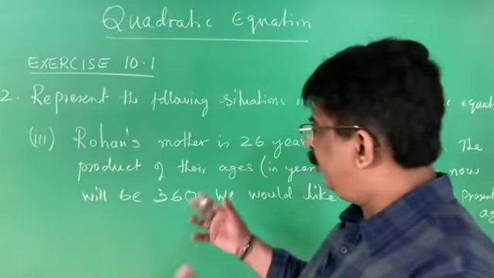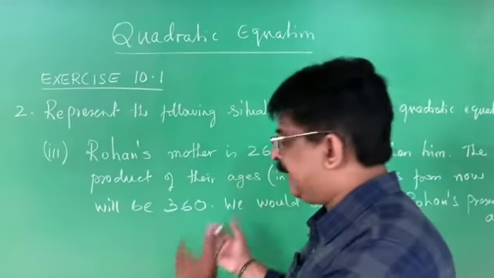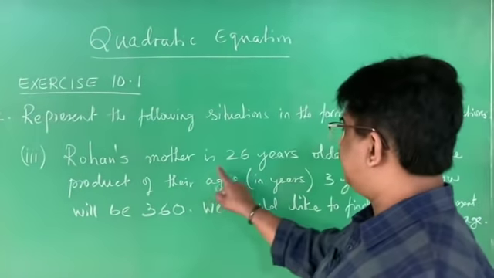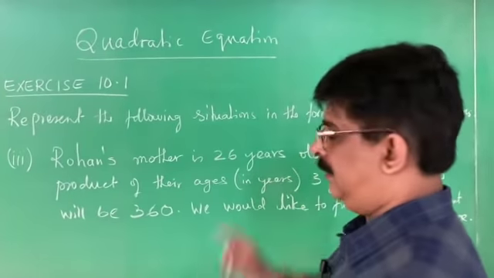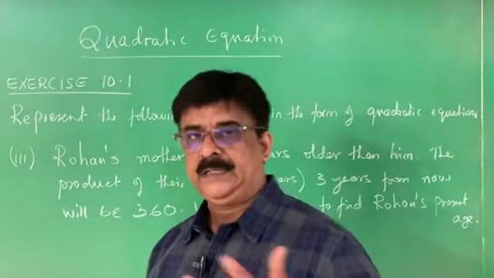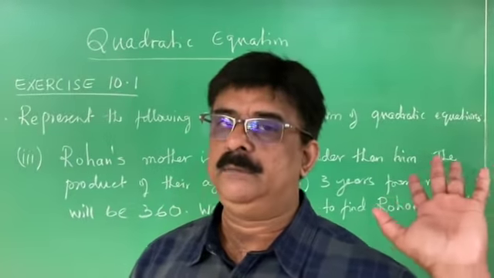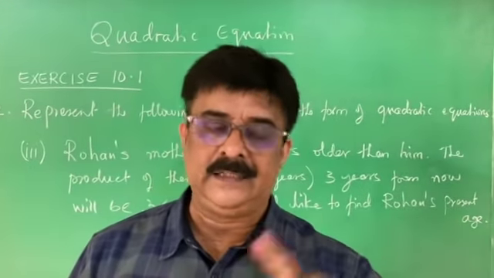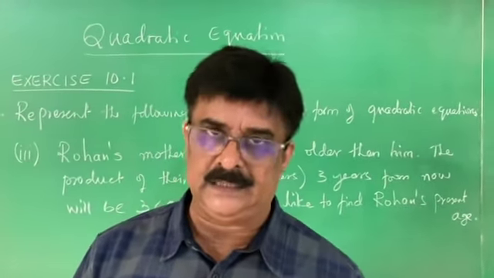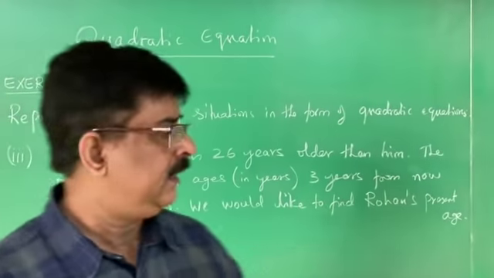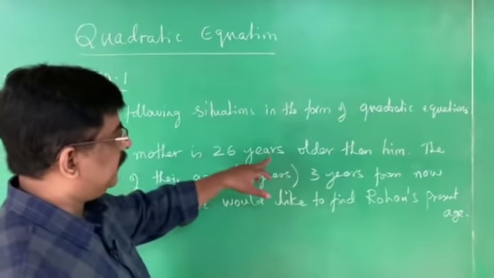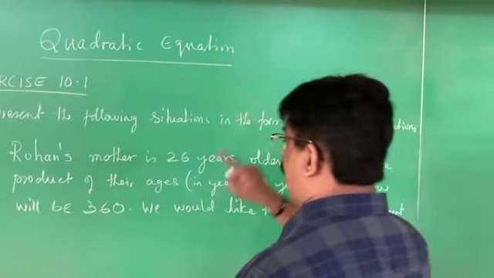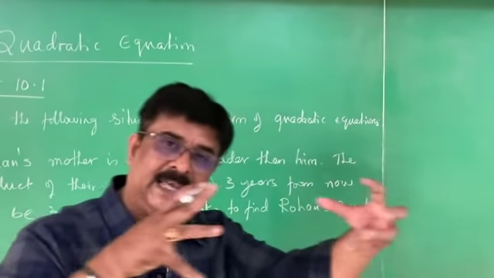You can also do this type of problem with your age and your mother's age. See, Rohan's mother is 26 years older than him. Rohan is a boy. His mother is 26 years older than him. Means what? If his age is 10 years, his mother's age is 36 years. The difference between his age and his mother's age is 26 years. That is the idea. Simple.